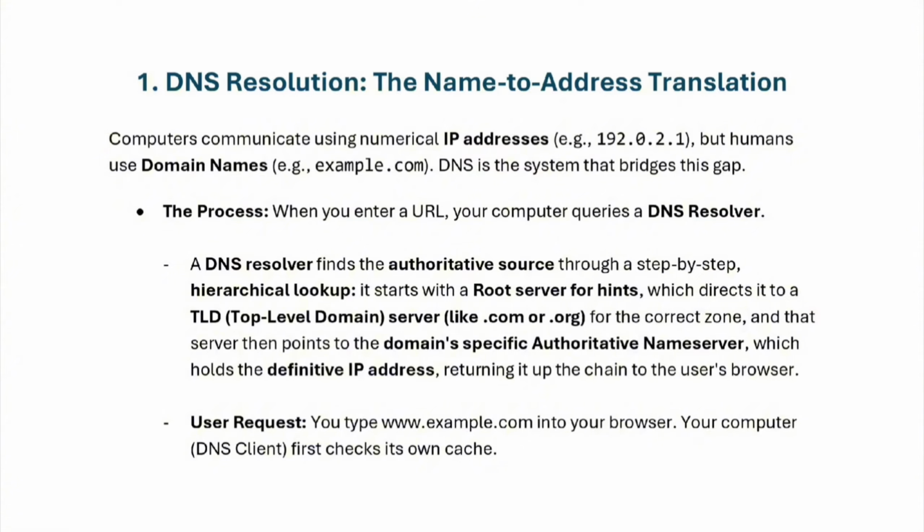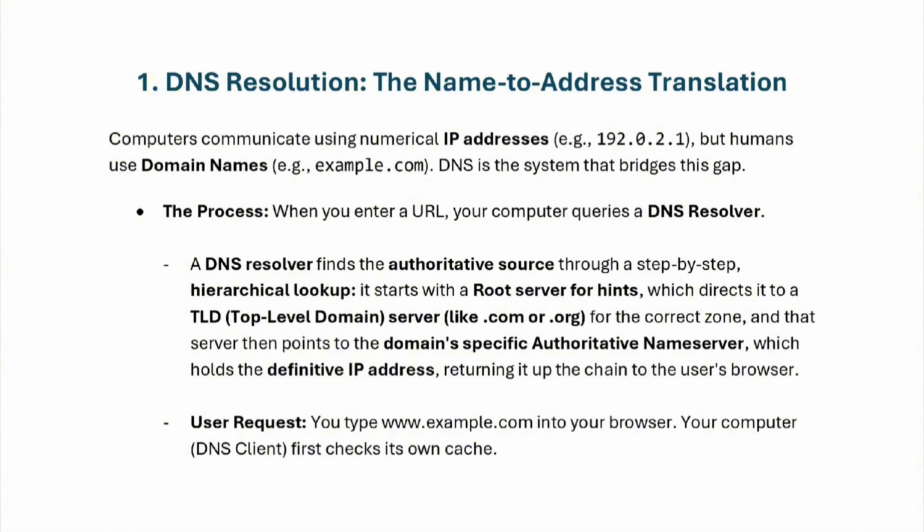So the process is, when you enter a URL, your computer queries a DNS resolver. A DNS resolver finds the authoritative source through a step-by-step hierarchical lookup. It starts with a root server for hints, which directs it to a TLD, that is top level domain server, like .com or .org, for the correct zone, and that server then points to the domain-specific authoritative name server, which holds the definitive IP address, returning it up the chain to the user's browser.